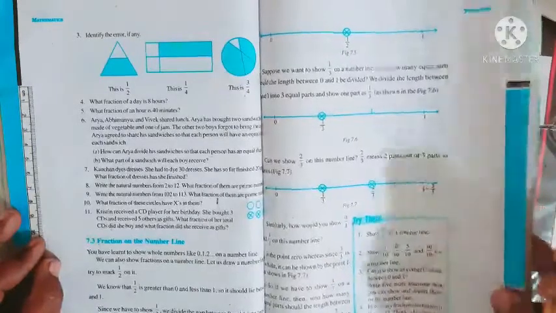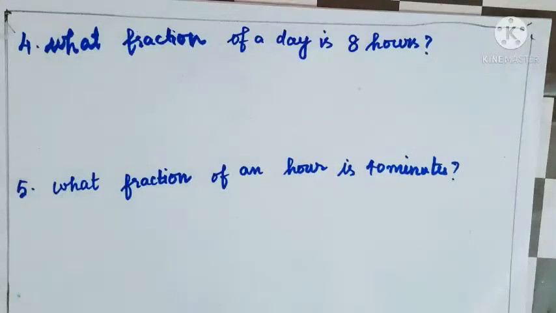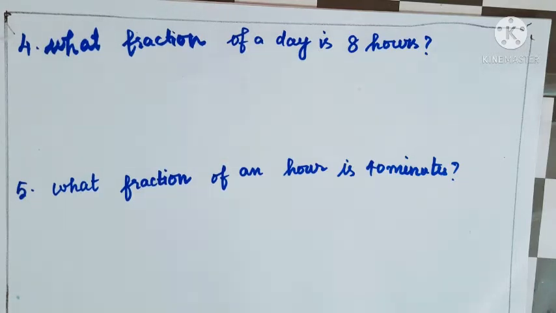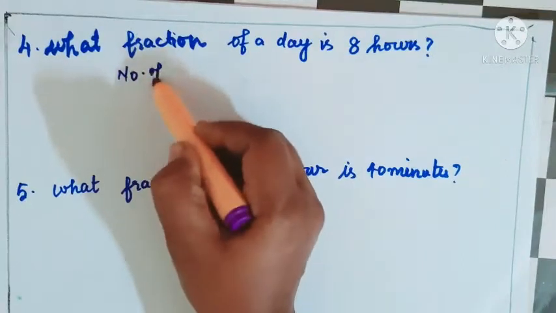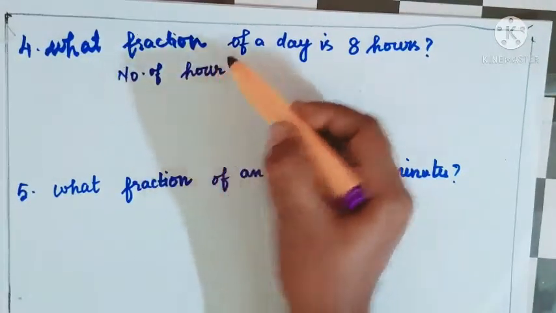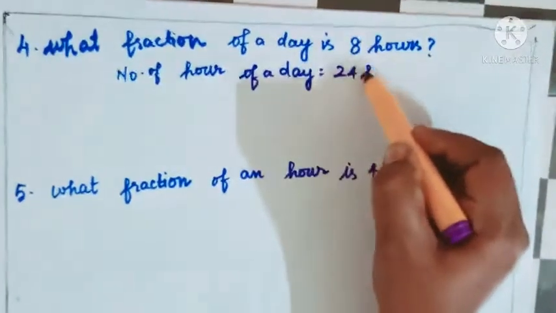What fraction of a day is 8 hours? Now we can go to the 4th question. What fraction of a day is 8 hours? Okay, is the question clear? Okay, so one day has how many hours? 24 hours, isn't it? Very good. So first we will write that. The number of hours of a day is equal to 24 hours.